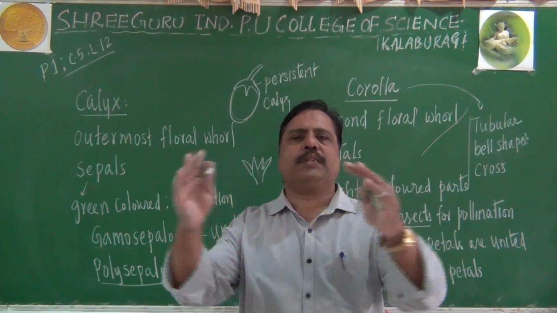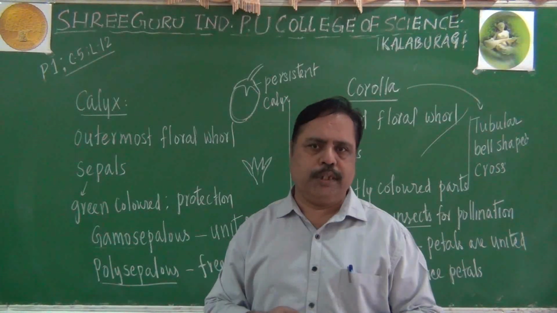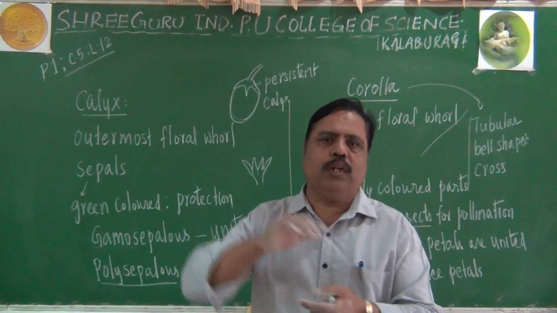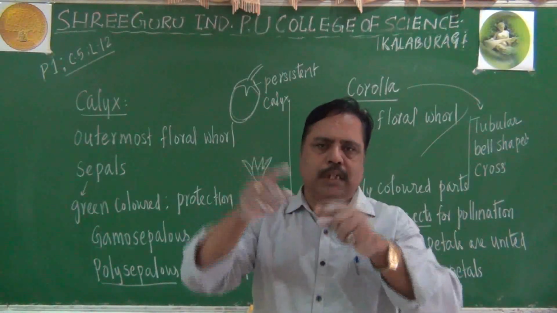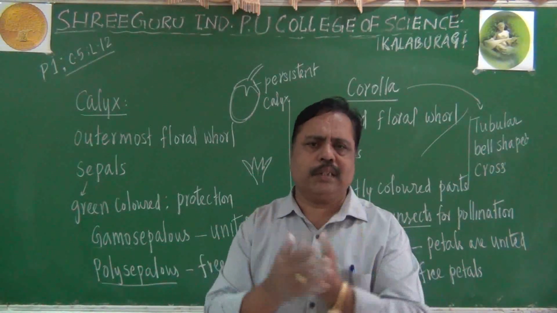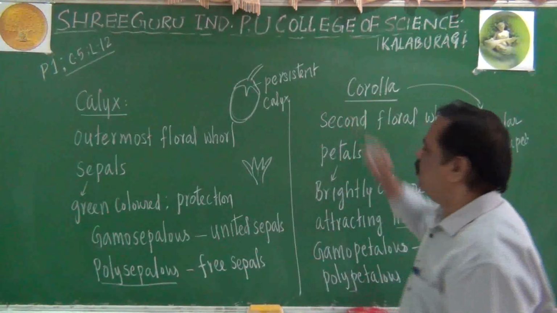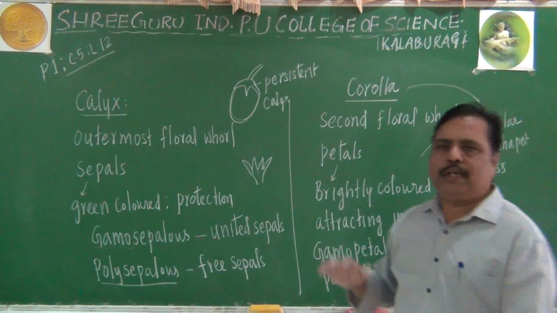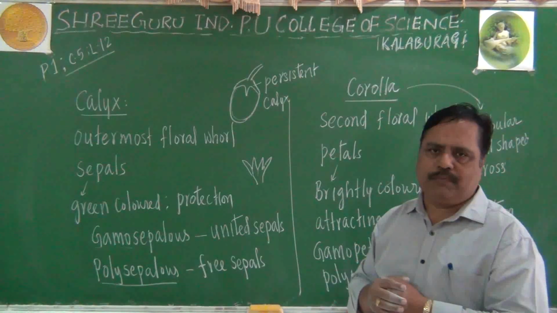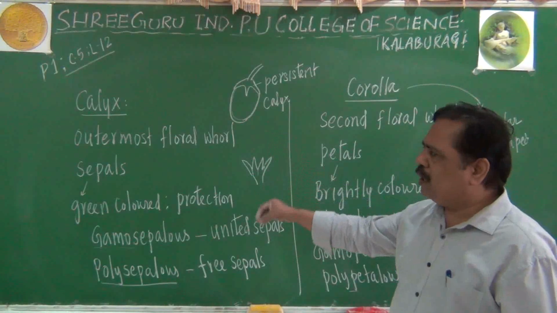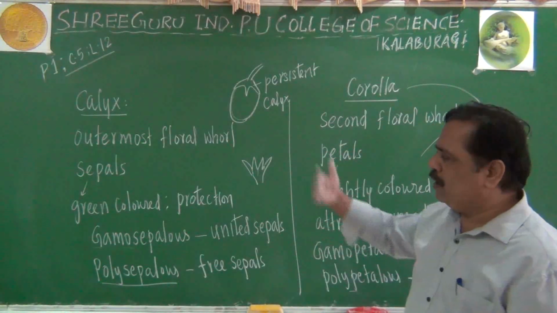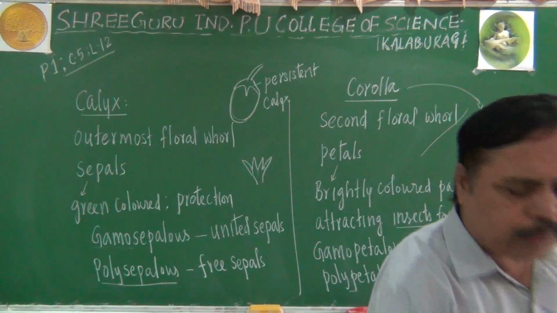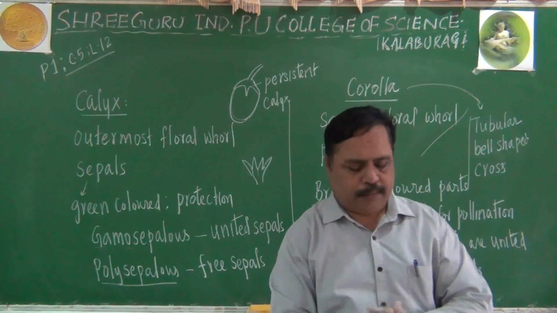That's why different flowers exhibit different shapes. Some will be elongated and tubular, some will be circular in shape, some will be cross-like also. The various shapes exhibited by the corolla make the difference between one type of flower and another. Make note of calyx and corolla. Let me continue further with another important aspect.